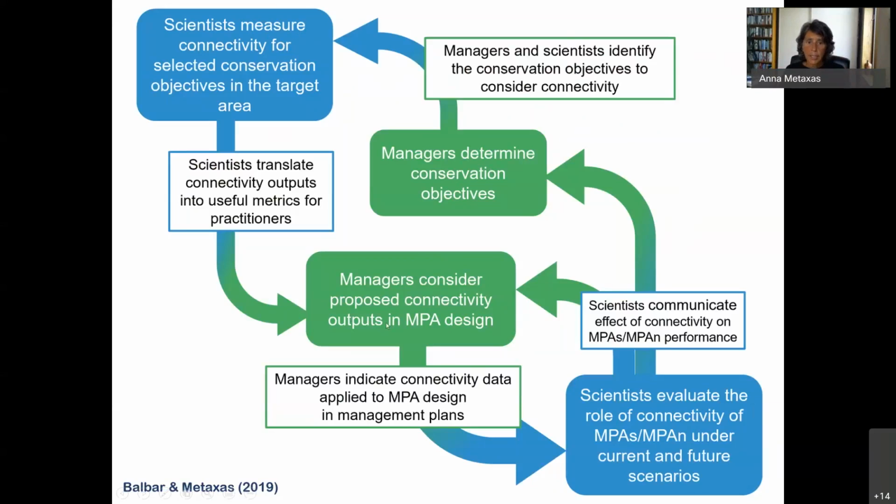And so this is a cyclic process where you have a constant interaction between managers and scientists trying to understand what connectivity is, how it is measured, and if it needs to be incorporated in your conservation objectives to have your system, your network of marine protected areas, be effective.